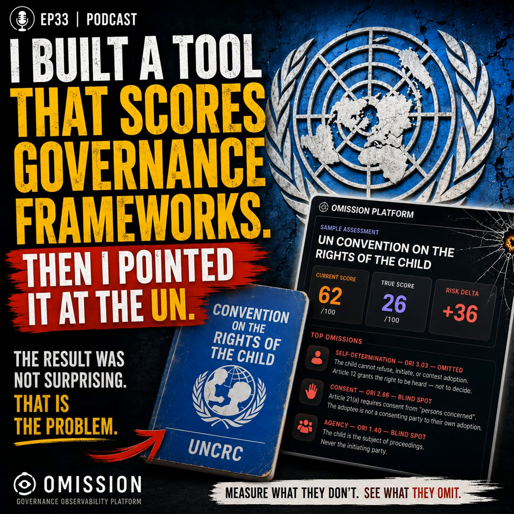True score 26/100. If every domain were fully measured, if every right named in the text were also tracked, enforced, and reported, the true score is 26. Risk delta plus 36. 36 points of harm exposure that the convention cannot see about itself. Blind spots, 3 of 8 domains below the visibility threshold. The 3 collapsed axes on the radar are not random, they are structural.